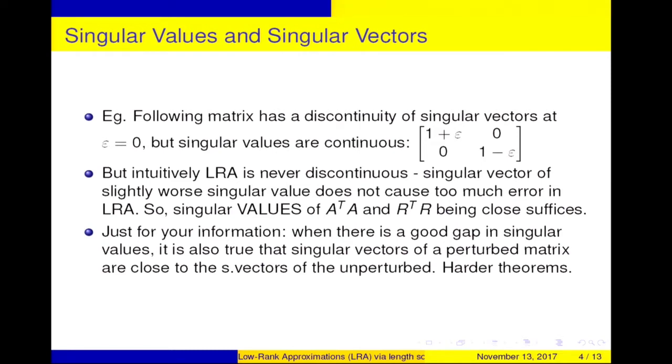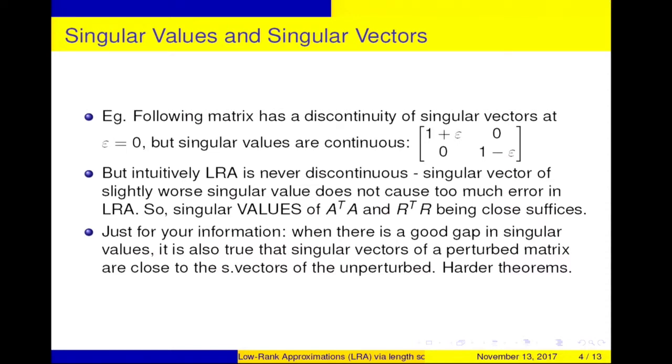When there is a good gap in singular values, so discontinuity occurred when two singular values were the same, preventing that means singular values are quite different. If there's a gap between successive singular values, then it's also true that the singular vectors behave continuously in a quantified way. So not only continuous, but Lipschitz, right? That's what this is saying: singular vectors of a perturbed matrix are close to singular vectors of the unperturbed one. These are harder theorems.